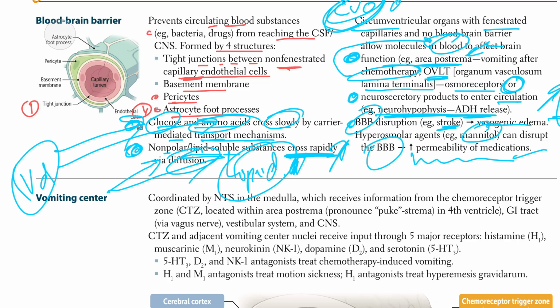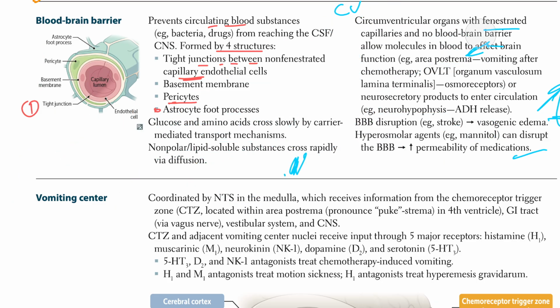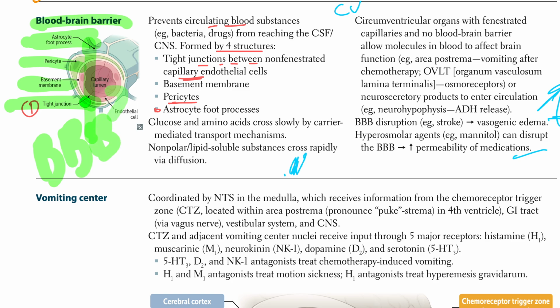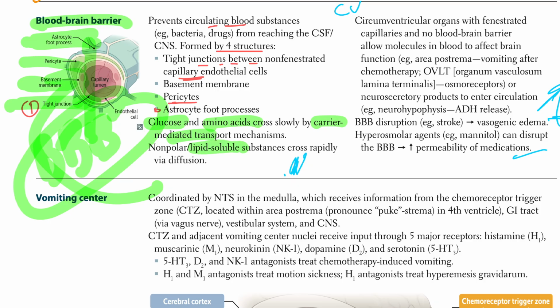Here we said, let me erase all this. For the blood-brain barrier, we need four things: tight junctions, basement membrane, pericytes, and astrocyte foot processes, which form the proper blood-brain barrier. Glucose needs carrier-mediated transport to cross this BBB, and so do amino acids. But what does not need the BBB is lipid-soluble substances. They just go through diffusion.